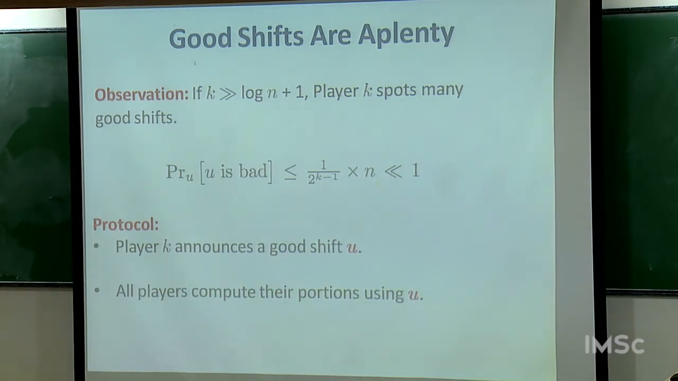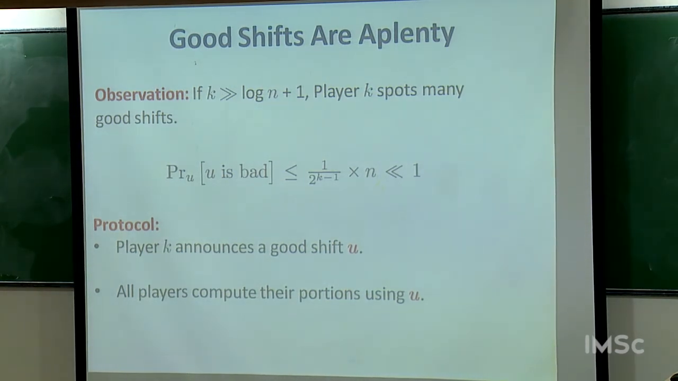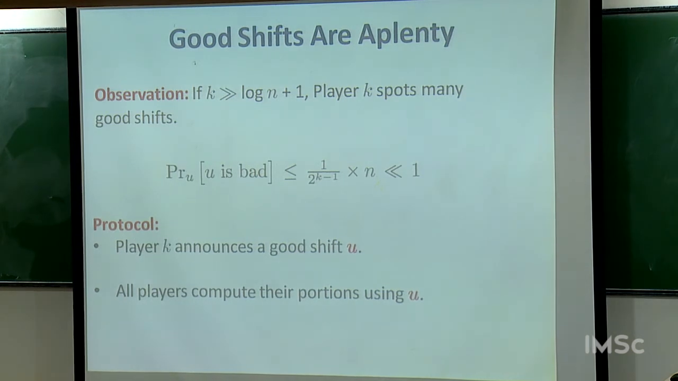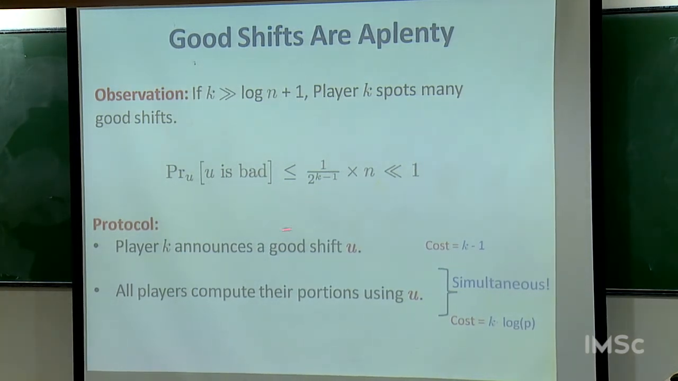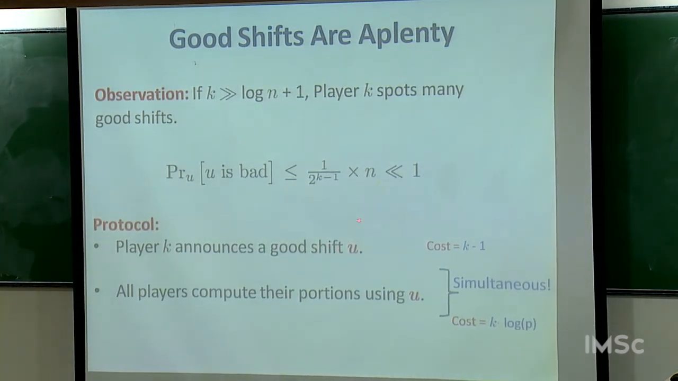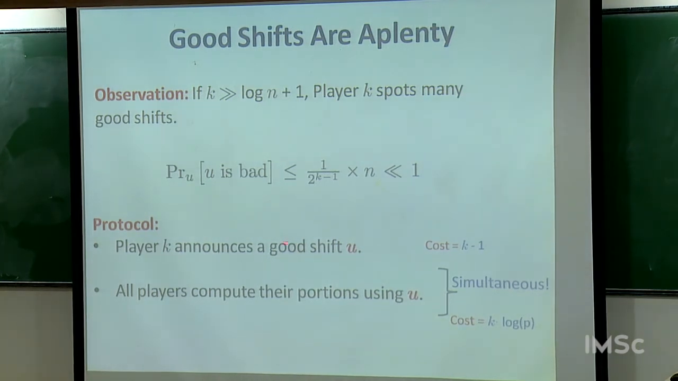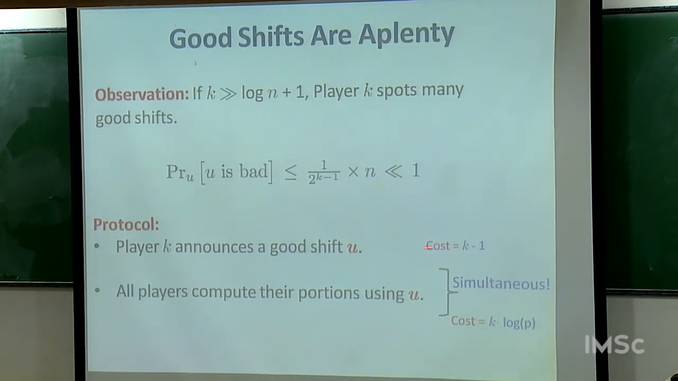Okay? So therefore, the player K can announce a good shift U, and this is the only part where, to announce a good shift U, you need interaction. So this is the only non-simultaneous part. Once player K announces a good shift, all players compute their portion using the shifted basis. And so the cost of that is K times log of P plus the cost of announcing this U shift. And U is a K minus 1 bit vector, so it just takes K minus 1 bits.